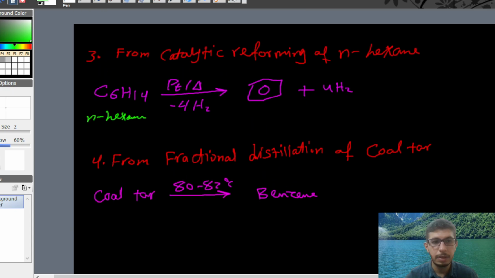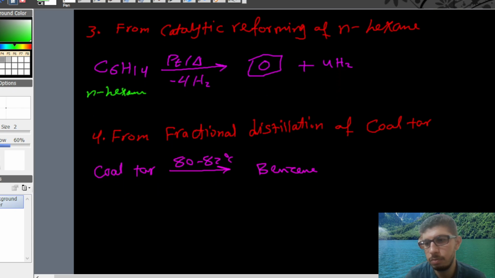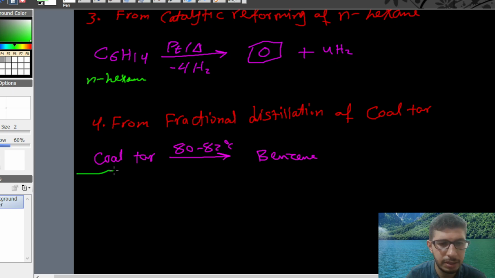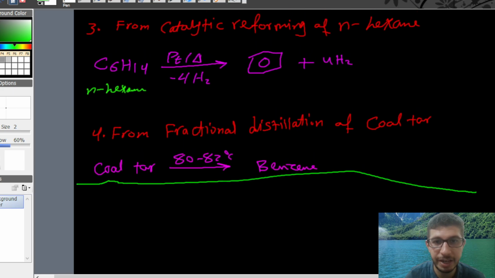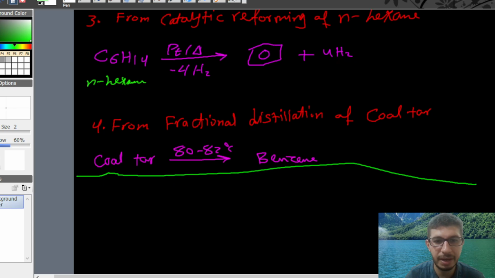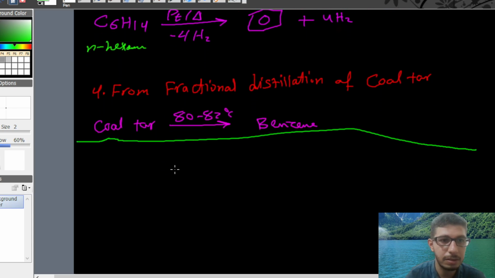Okay, the third method is from catalytic reforming of normal hexane. So this is normal hexane, n-hexane, C6H14, to give me benzene plus hydrogen. We actually need a catalyst, platinum, in the presence of strong heating. So when we try to understand what's happening, not the exact mechanism, this is just for simplification. The exact mechanism is something else, but this is just to let you memorize it easily, right?